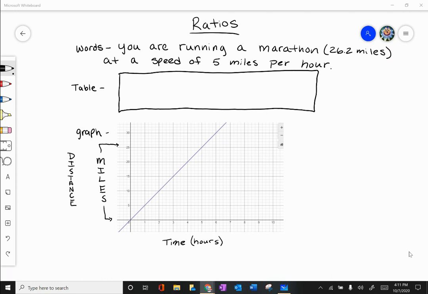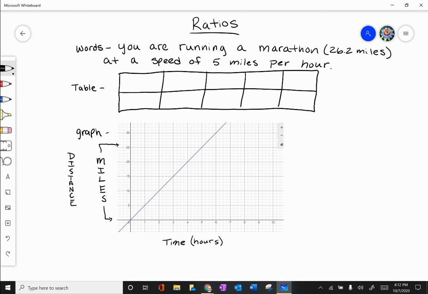We can come up with the ratio from all three. So in words, the ratio that I'm describing is that you're running a marathon, or 26.2 miles, at a speed of 5 miles per hour.